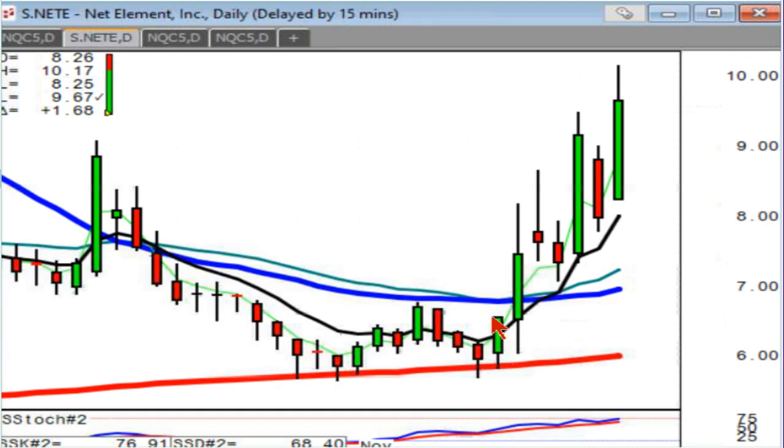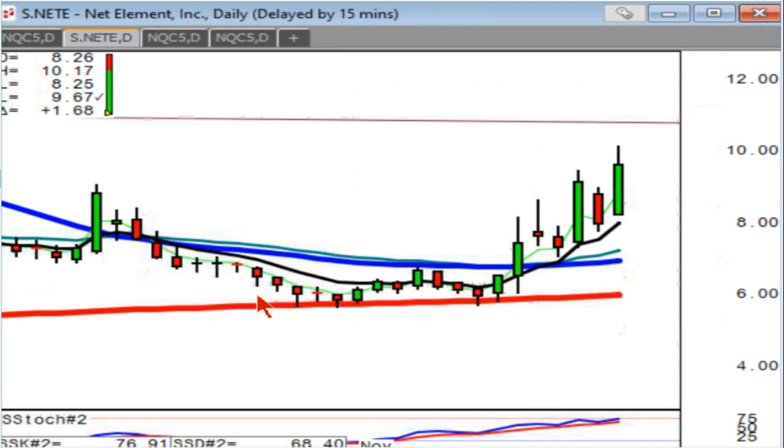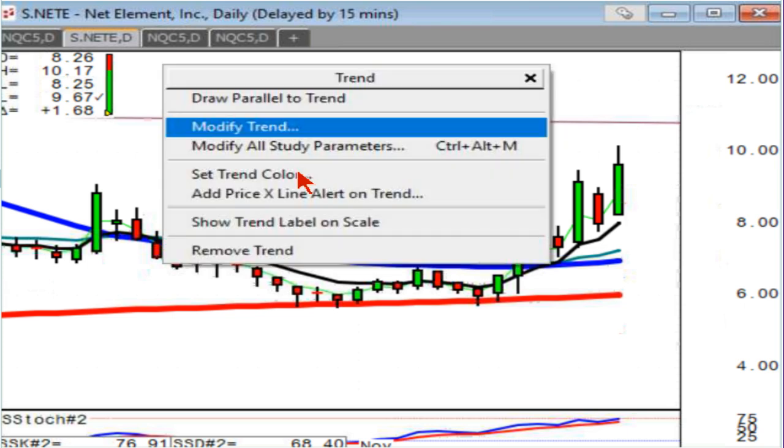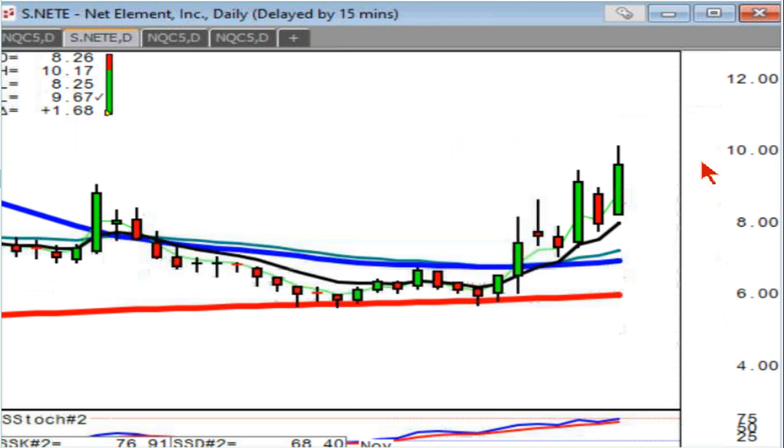NETI, another one that showed a double bottom right off the 200 and a fry pan bottom. And there's your double doji setup. I don't know what this line is. But you can see the fry pan bottom and you can see the additional confirmation.